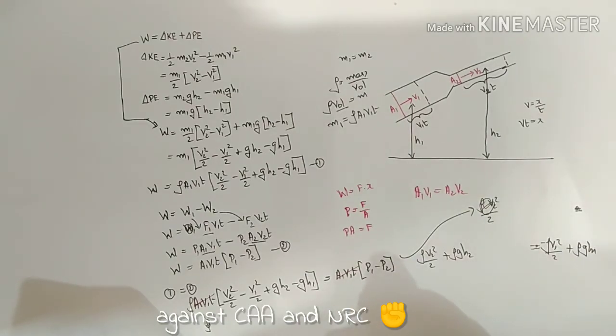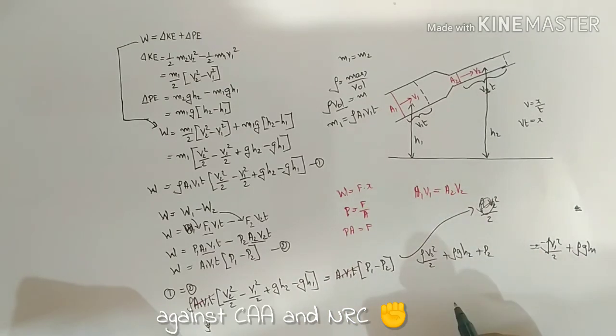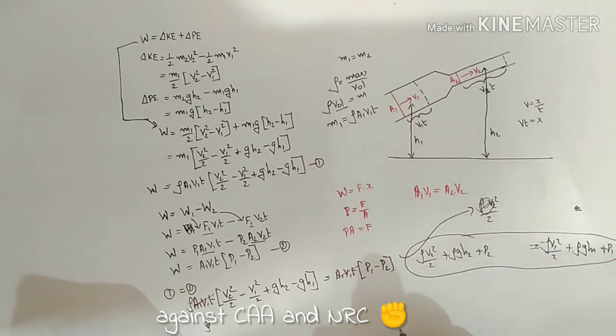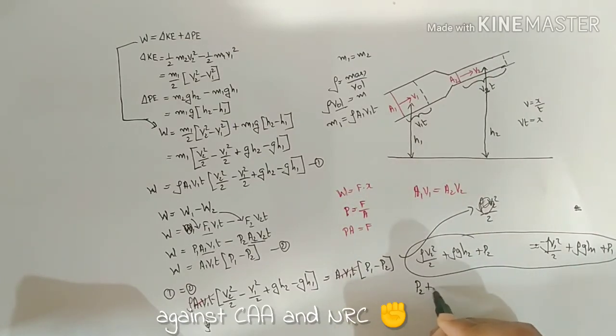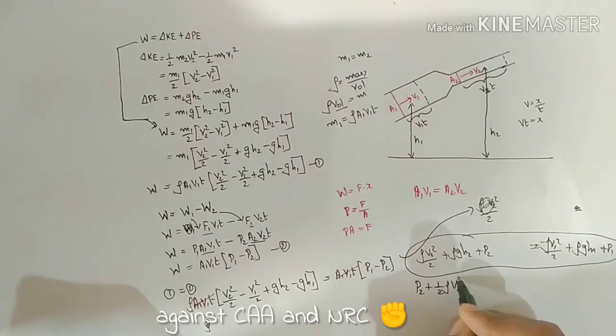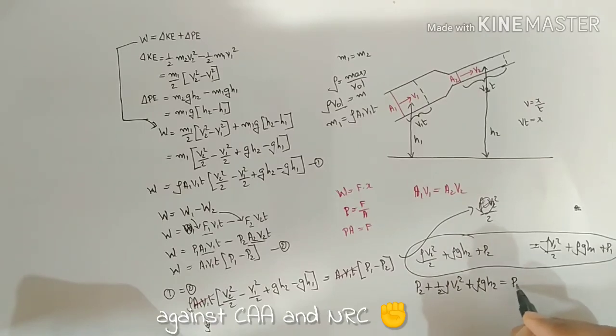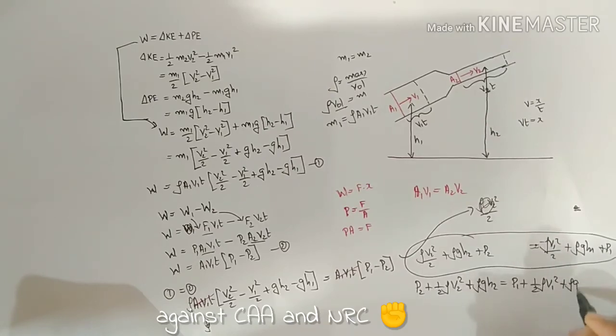Then there will be minus P2 over here, and I am taking this minus P2 to the other side, that is P2, and over here there will be a P1. Therefore, we are getting an equation like this. Can you see an equation like this? And this is our Bernoulli's principle basic equation. Let me write it over here. P2 plus half rho V2 square plus rho GH2 is equal to P1 plus half rho V1 square plus rho GH1.